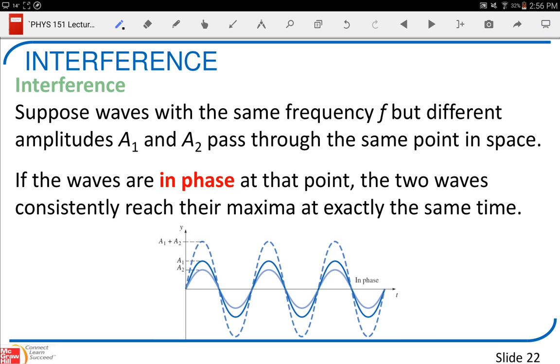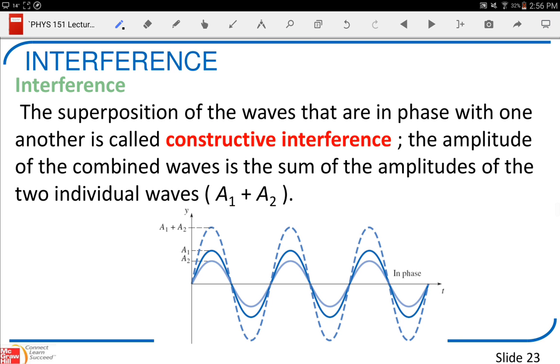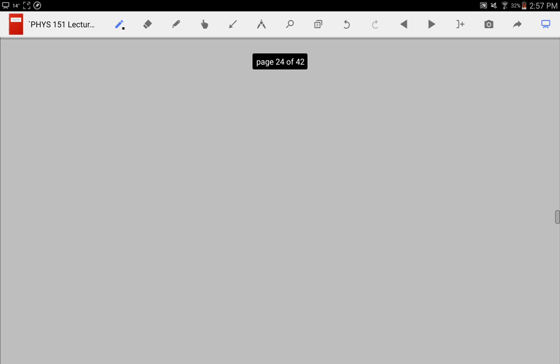Reasonably simple. And if the waves are both in phase, as we say, that is, they reach their peaks at the same place, then we'll have constructive interference. This is just saying the amplitudes, the sum of the amplitudes of the two individual waves.